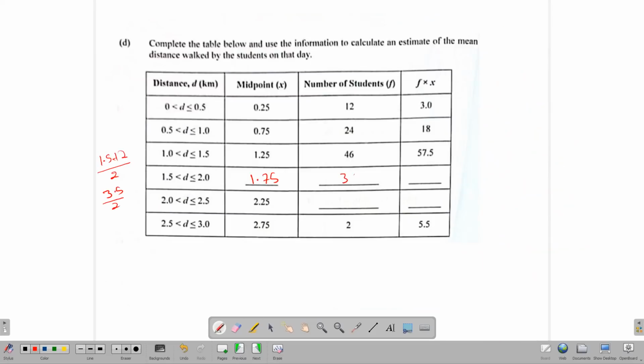30 and 6. And now what we need to do is some multiplication. These are already done. So 30 times 1.75 gives us 52.5. Remember to pause the video and verify it for yourself and check it and make sure that you're not just watching the video but actually doing the question along with the video. Then 6 times 2.25 gives us 13.5.